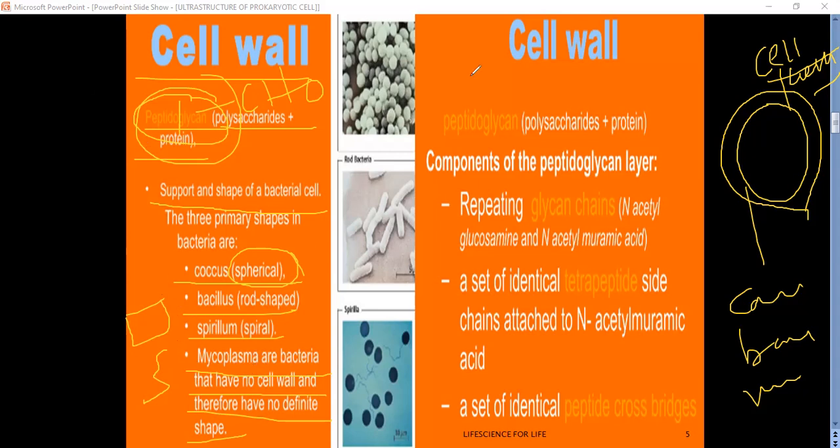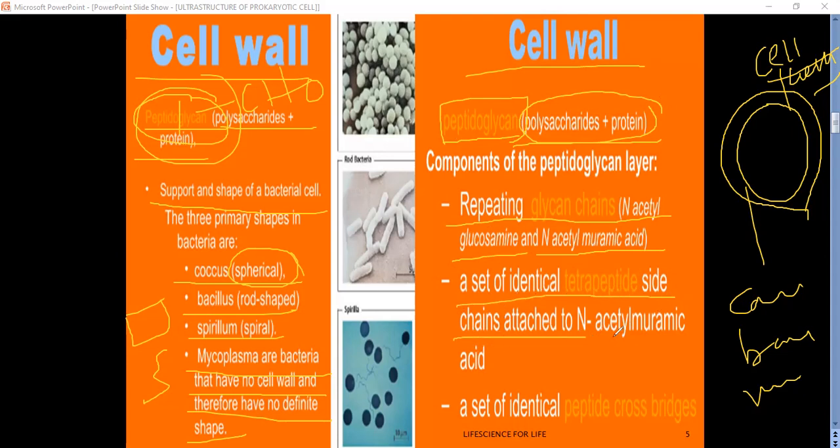Okay. Next, coming to the cell wall composition. So already we said that peptidoglycan is made up of polysaccharides plus protein. And what this peptidoglycan is made up of, and how these polysaccharides and proteins are arranged in it, is that there are repeating glycan chains of N-acetyl glucosamine and N-acetyl muramic acid. A set of identical tetrapeptide side chains attached to N-acetyl muramic acid and a set of identical peptide cross bridges makes this cell wall a composite network-like structure.